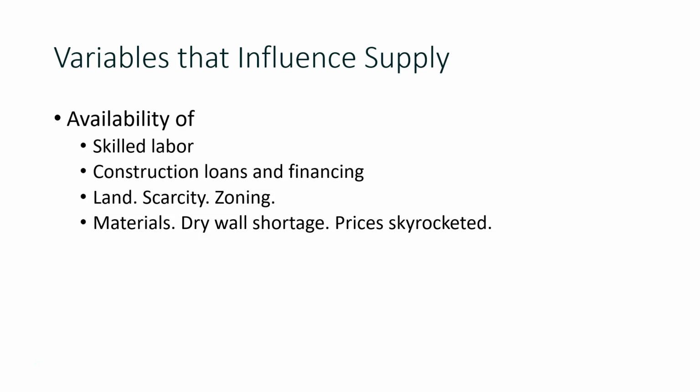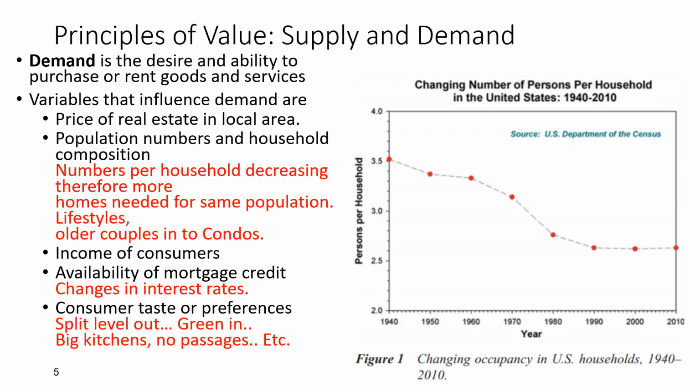That is supply. On the other foot, we have the principle of supply and demand. So demand is the desire and the ability to purchase or rent goods and services. In other words, I need this and I'm prepared to pay for it. The less that there is out there, the more I'll be prepared to pay. And we're looking here very briefly at what influences demand. Well, first of all, the price of real estate in the local area, and the population numbers, the number of people, but also the size of the households.